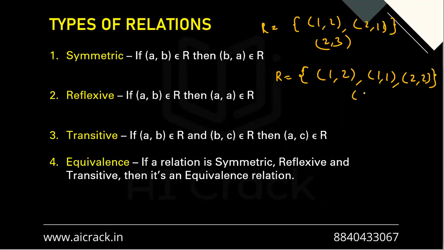Let's say if we have (3, 2) over here. In that case we don't have (3, 3), right? We have to repeat the first element. So we don't have (3, 3) over here. In that case this particular set won't be a reflexive relation.